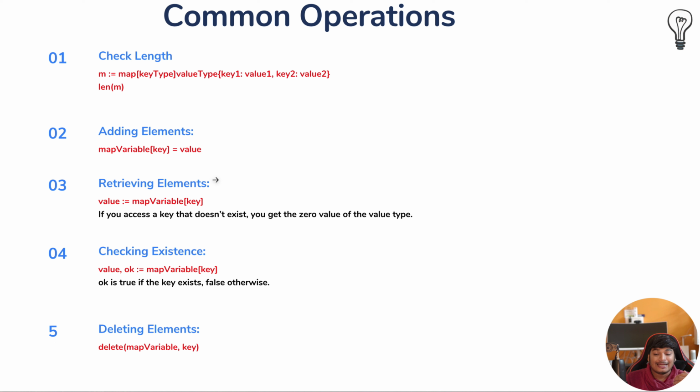Then deleting elements. To delete an element, or delete a key-value pair from the map, you have to use the function called delete. Inside the brackets, mention the map variable name, comma, then the key name, and it will remove the key and the value from your map variable. Okay, now enough talk. Let me quickly show you in the practical.